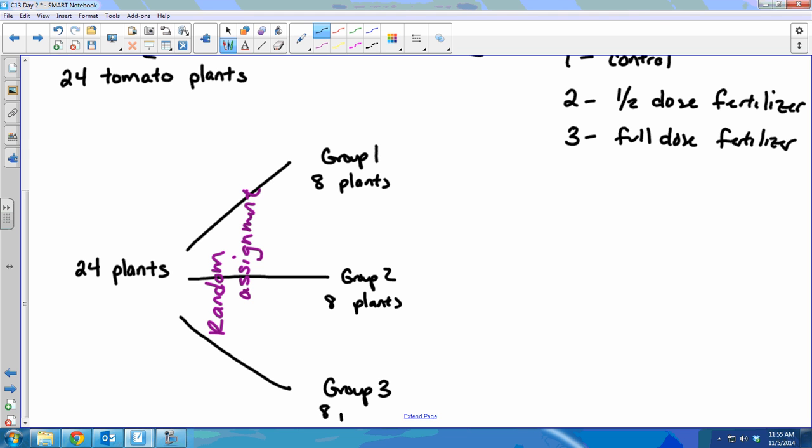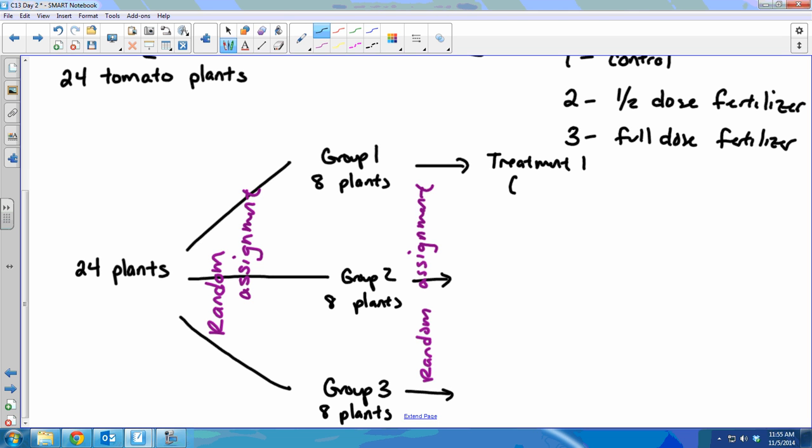Everyone with me so far? Groups, we have 3 groups of 8 plants. Those groups have to be assigned to treatment, right? So you have random assignment again. And this time they're going to be in treatments. So you can number them, name them, make sure everyone knows what they are.